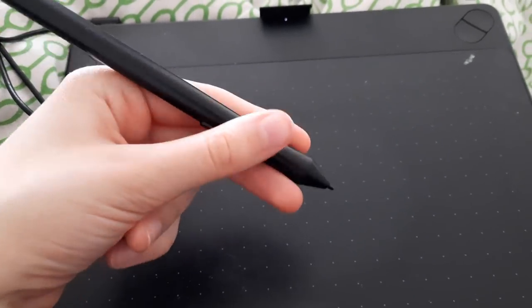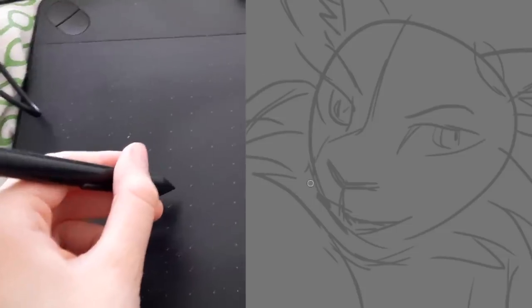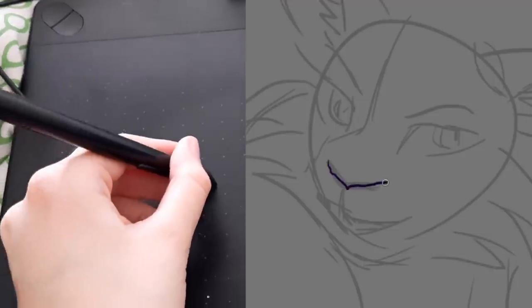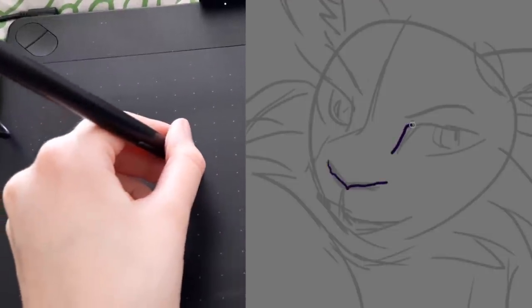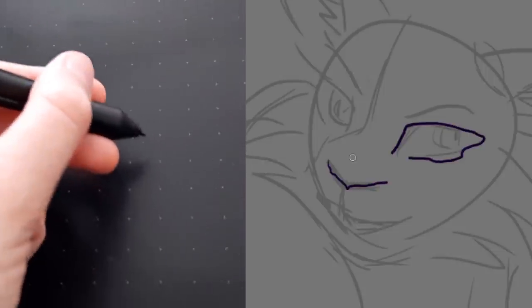I am trying to hold the pen the same way that I did with my right hand. What? I can't.